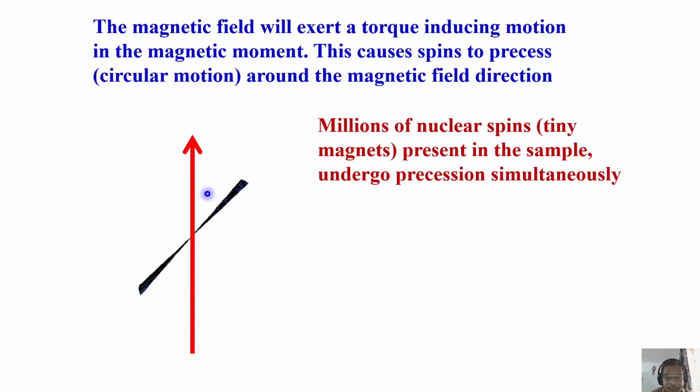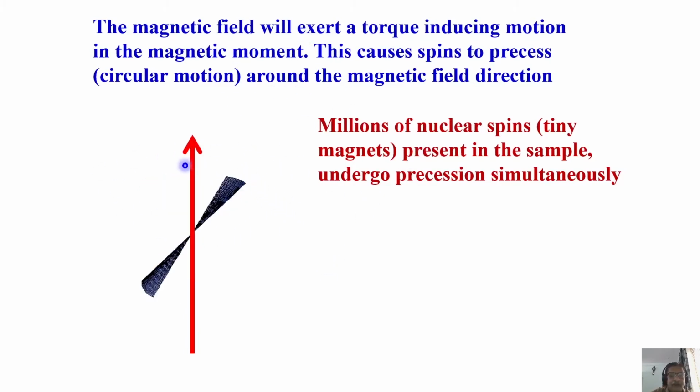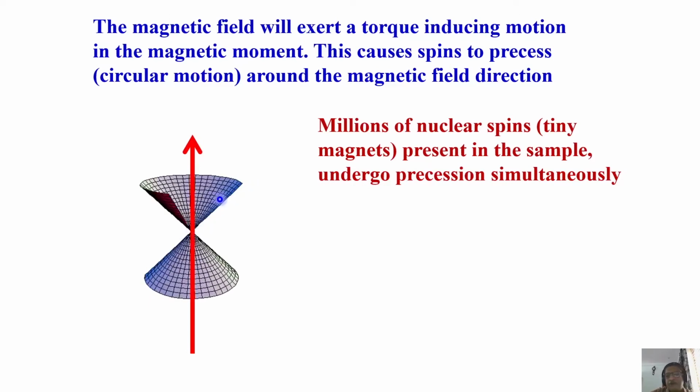I said there are two forces acting on it. One is the applied magnetic field, which wants the spins to align along its direction, and of course there's a restricted orientation. As a consequence, there is a torque which is exerted. The magnetic field will exert a torque inducing motion in the magnetic moment. So millions of such spins will be there, not one or two. They will be rotating. Because these are spin-half nuclei, there are two possible orientations, like this and like this, which we also understood. We knew the direction of quantization.